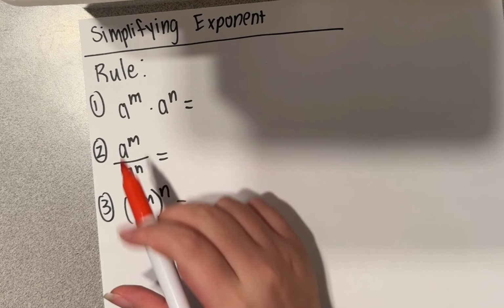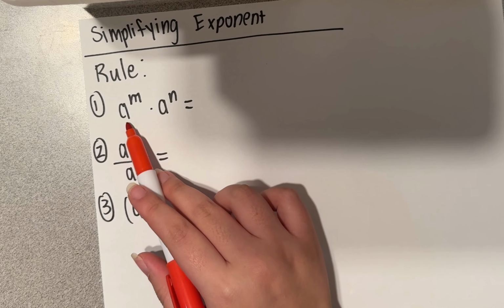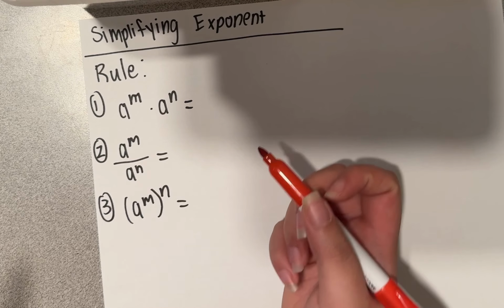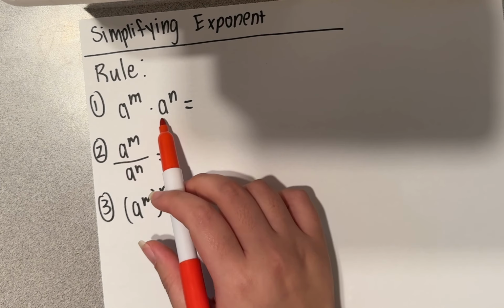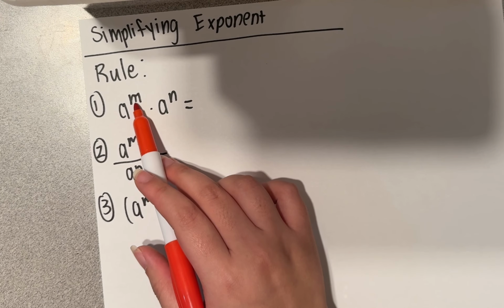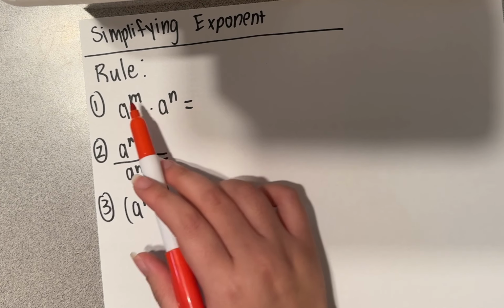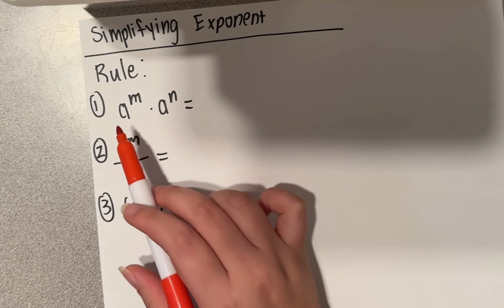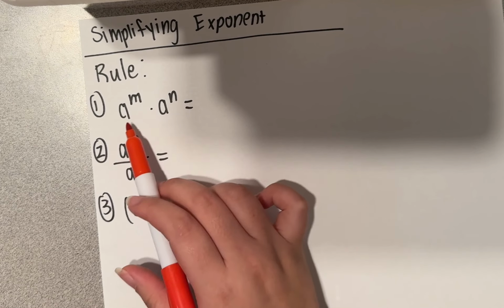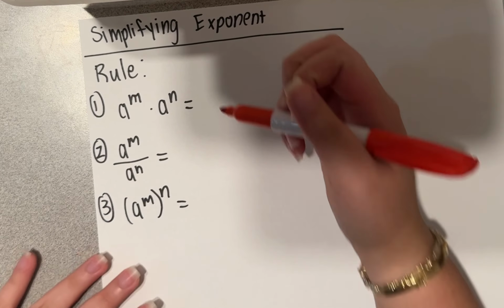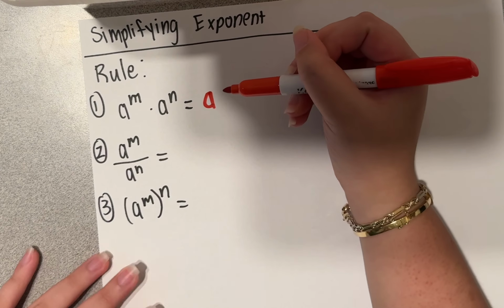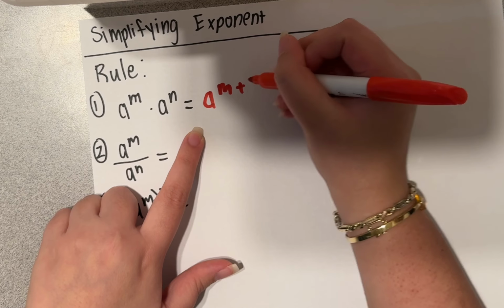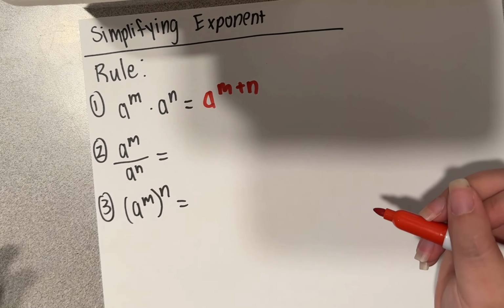So first of all, for number 1, we have base of A. A is just a number, and M and N are also numbers. So we have the same base of A, but we have different exponents. This one is an M and this one is N, and we are multiplying. But in exponents, when you are multiplying, you are really just adding. So we're going to keep the same base A, and we're just going to do M plus N, and that's it.